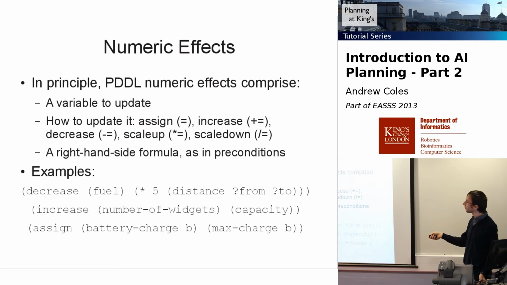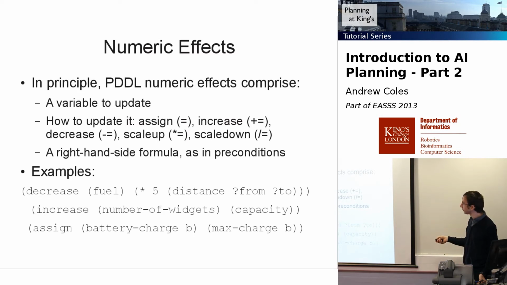So for instance, we're going to decrease the amount of fuel by 5 times the distance between one place and another. You'll notice this is paired with the precondition on the previous slide. The previous slide said the amount of fuel we have is greater than or equal to 5 times the distance from 2. We could have that as a precondition of an action, and then as an effect of the action, say we're going to decrease the amount of fuel. So more or less, the precondition says we have enough fuel, and when we apply the action, we've used that fuel.